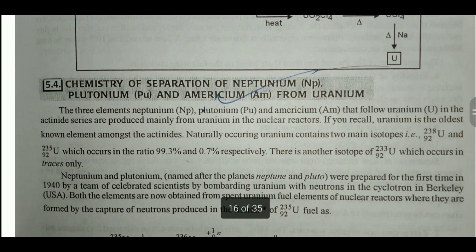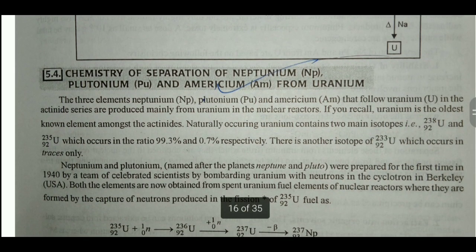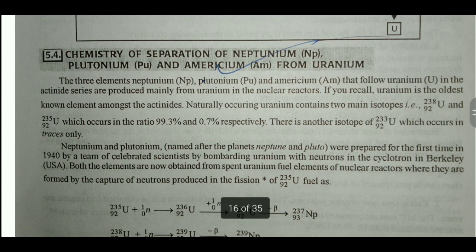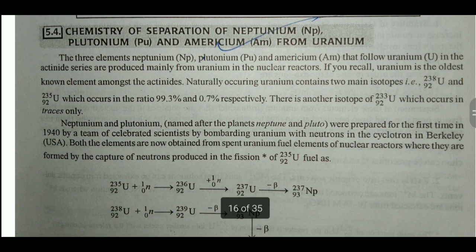Chemistry of separation of neptunium Np, plutonium Pu and americium Am from uranium. The three elements neptunium, plutonium and americium that follow uranium in the actinide series are produced mainly from uranium in the nuclear reactors. If you recall, uranium is the oldest known element amongst the actinides. Naturally occurring uranium contains two main isotopes, U-238 and U-235, which occur in the ratio 99.3% and 0.7% respectively.